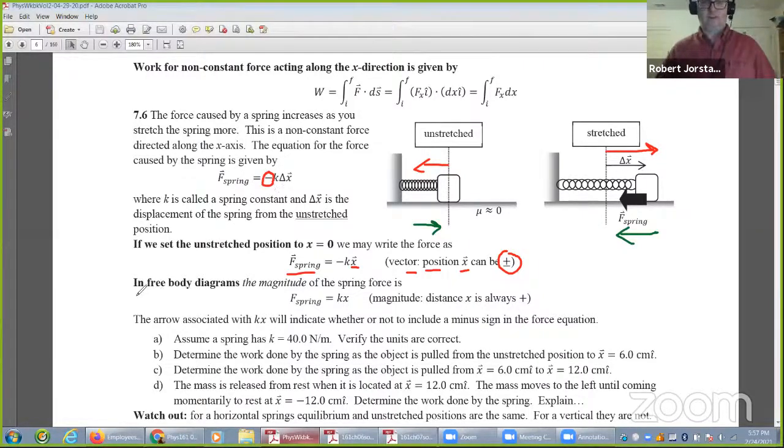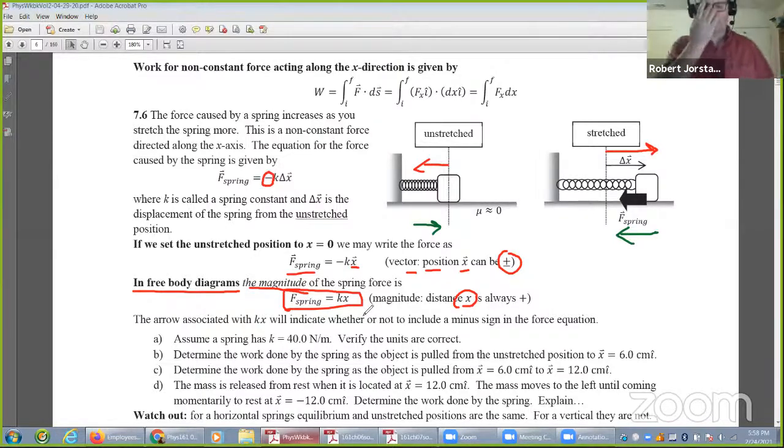However, in free body diagrams, we don't usually write the force vector. We write the force magnitude. So notice this one has no minus signs. X is a distance, and everything in here is positive. So be careful when you're reading your book.